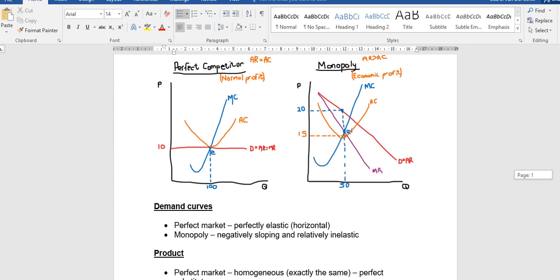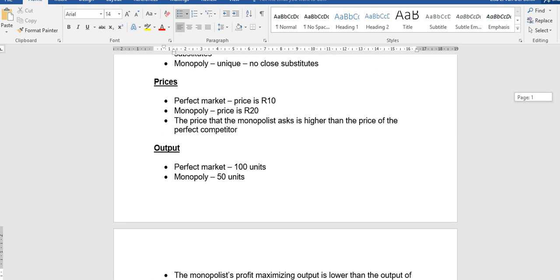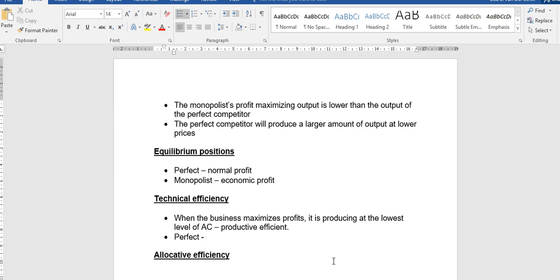Now if we look at the perfect market, again, if we go to the graph, there where he's maximizing his profits, at point E, we can see this is exactly where average cost is at its lowest point. So in my perfect market, when he maximizes his profits, he is productively efficient, or technically efficient. It's the same thing, just different terminology. In the long run, he is technically efficient because when he maximizes his profits, his average cost is the lowest it can possibly be.